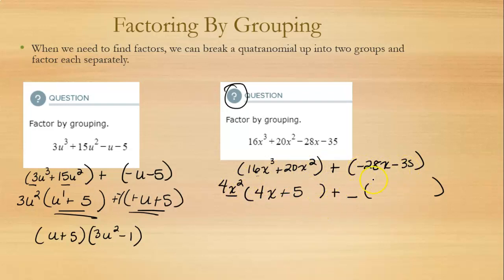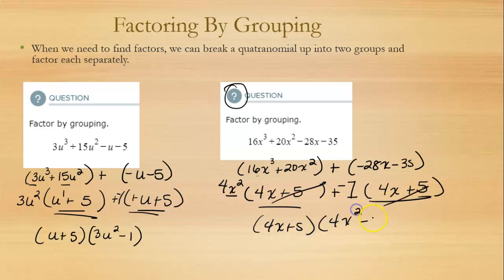For this one, notice these are both negative, so you should have taken out a negative, and then 28 and 35 are both divisible by 7. They don't share any x's, so we can't take out any x's. Negative 28x divided by negative 7 is 4x, and negative 35 divided by negative 7 is positive 5. What you're left with now is the common 4x plus 5 that we pull out in front, and what's left is 4x squared minus 7.